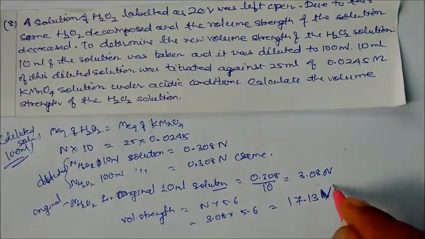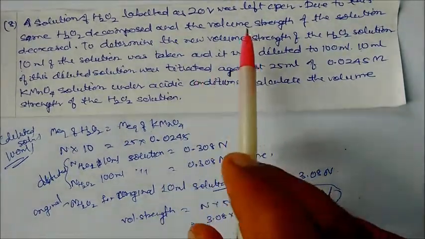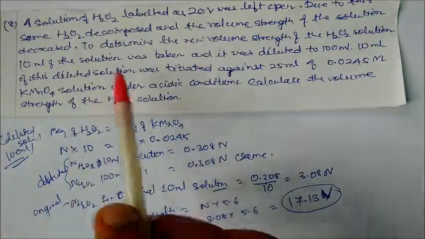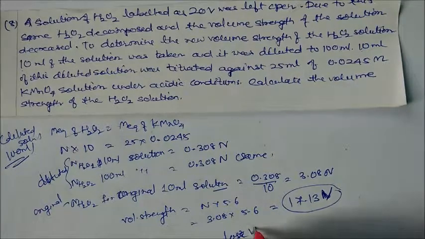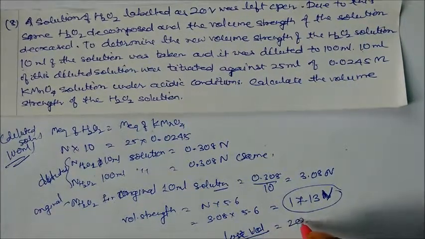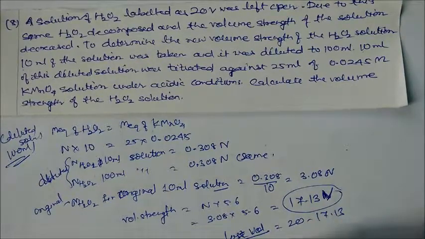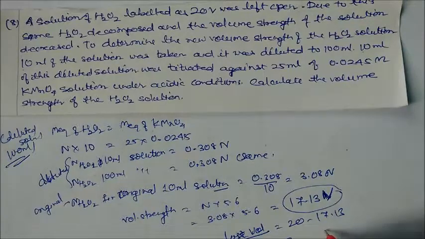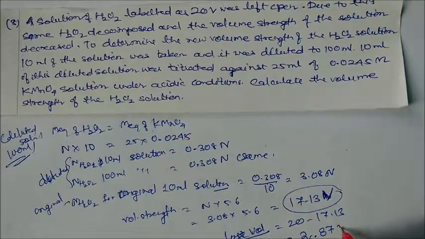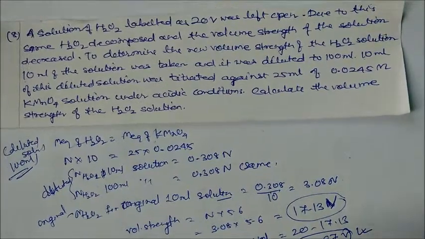This is the volume strength of the original solution which was left open, labeled 20 volume. So initially 20. So how much was lost? The lost volume was 20 minus 17.13. If you calculate this, it will be 2.87. So 2.87 volume was lost. So this is basically our answer.